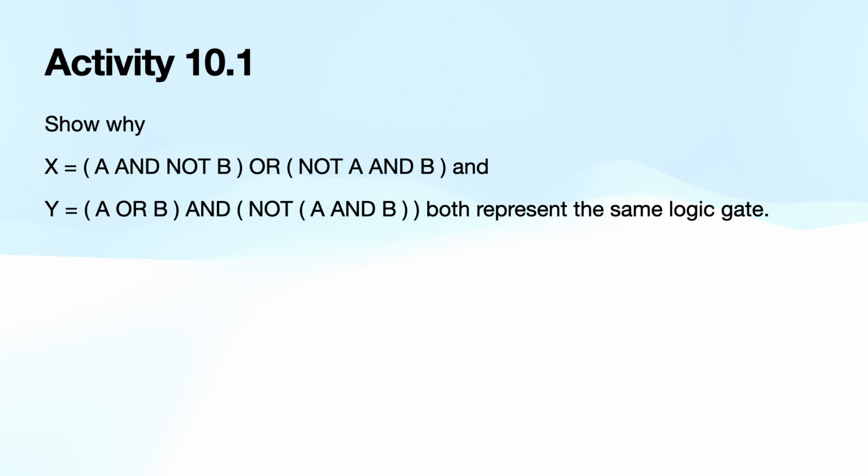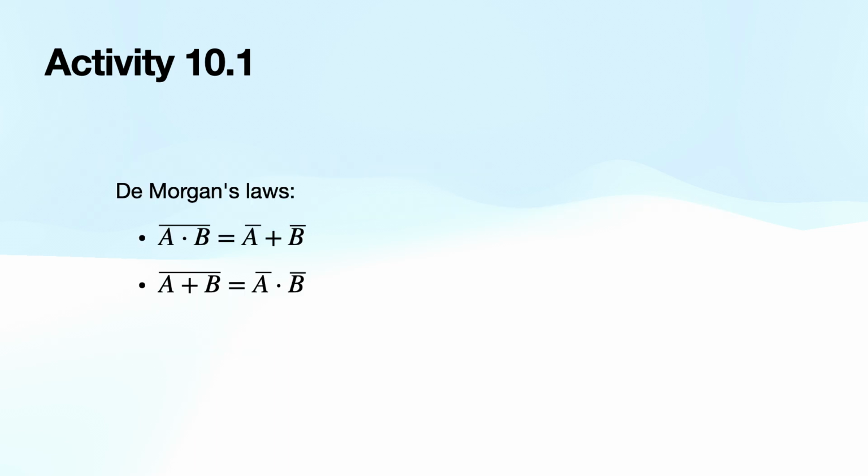After learning the basic logic gates, let's look at a problem. Now, the problem is: show why X and Y both represent the same logic gate. First, we change the logic notation of X and Y to Boolean algebra. Before we begin solving the problem, let's introduce De Morgan's laws.